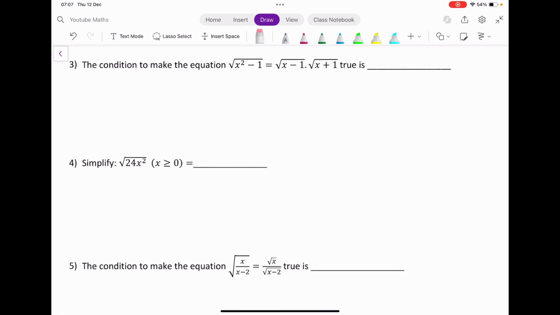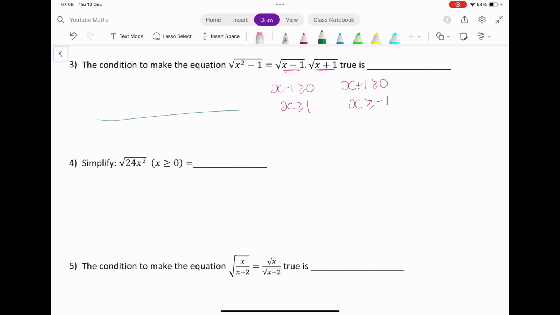Looking at the next one, we've got the condition to make this equation true. Again, we shall look underneath this. And because it's the same variable, we have to think about them both, so it has to be true in both cases. So the first one, if we've got x minus 1 greater than or equal to 0, x has to be greater than or equal to 1. The second one is x plus 1 greater than or equal to 0, so x has to be greater than or equal to minus 1.